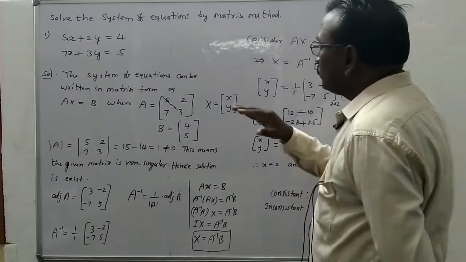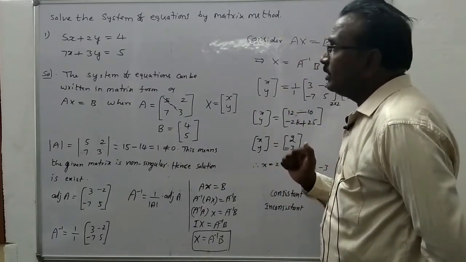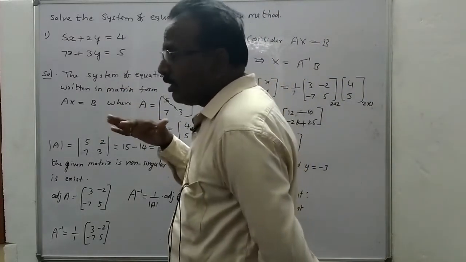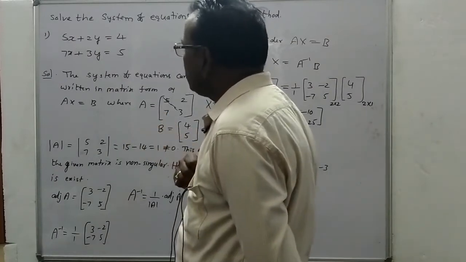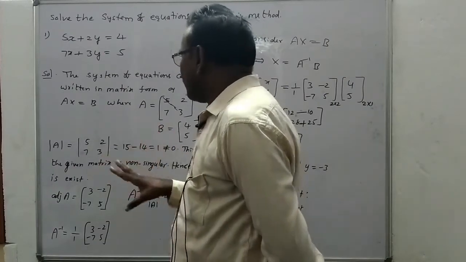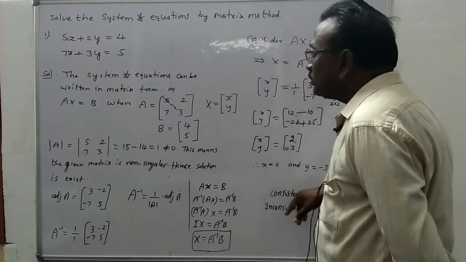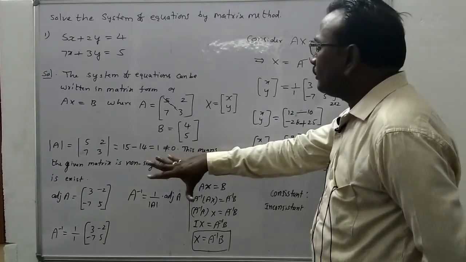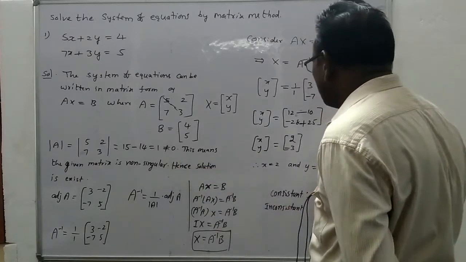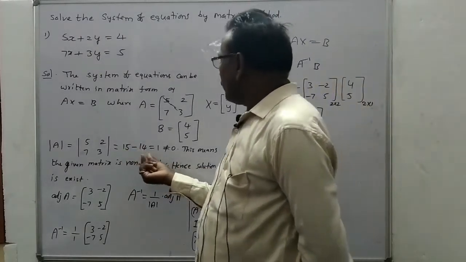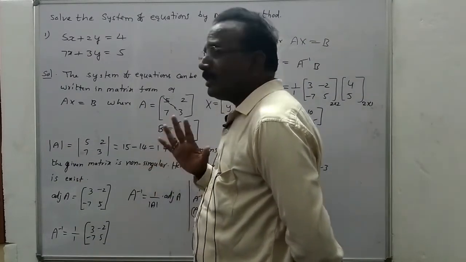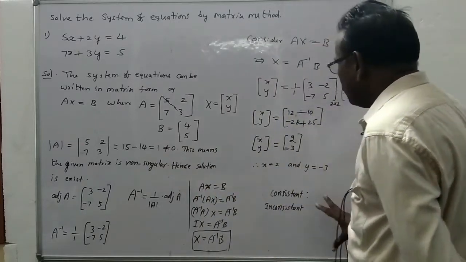So in the last exercise, first item, check whether the given system of equations is consistent or inconsistent. How to check? Just check that the value of the determinant is not equal to 0, then the system is consistent. Because the determinant is not equal to 0, the given matrix is non-singular, therefore the solution exists, hence the system is consistent. Suppose the determinant of A is equal to 0, so the given matrix is singular, the solution does not exist, that is inconsistent. So these are the meanings.